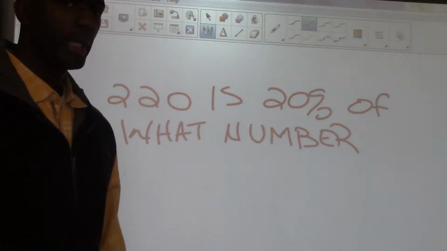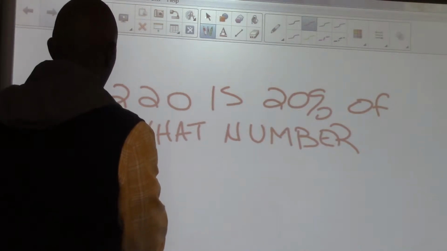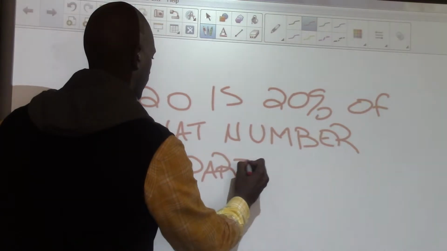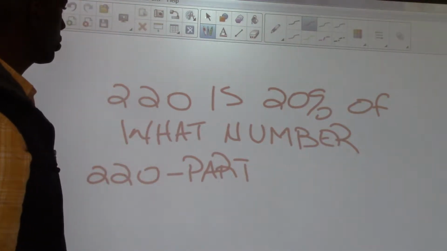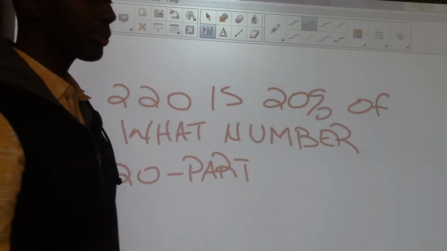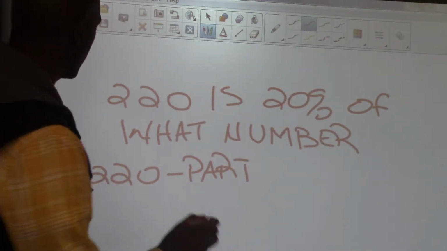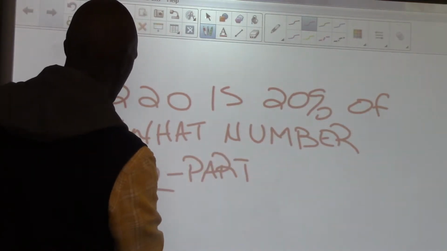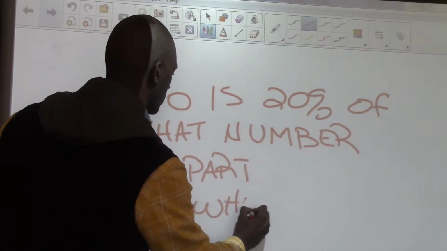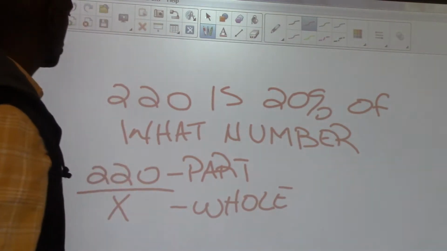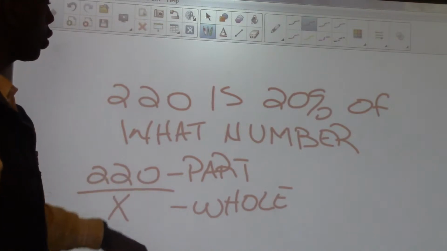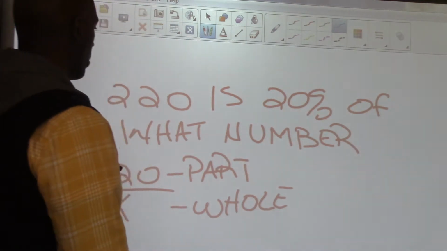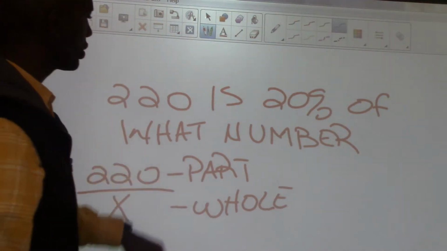We know that 220 is the part, because 220 is 20% of a number. We don't know the number, so that number that we don't know is the whole. 220 is the part. X is the whole because we don't know what X is. But we do know that 220 is 20%.